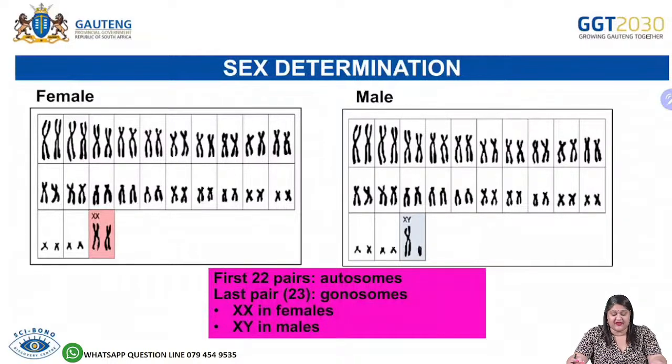Here I have 2 karyotypes, a female and a male. The first 22 pairs, which are autosomes, and the last pair, the 23rd one, are the gonosomes. It is XX in the female and XY in the male. That's how we distinguish: we look at the 23rd pair and see what the gonosomes look like. If there are two identical X chromosomes, then it's a female. And if it's an X and a Y, then it's a male. Can you see how all of them are in pairs here? They are in homologous pairs.